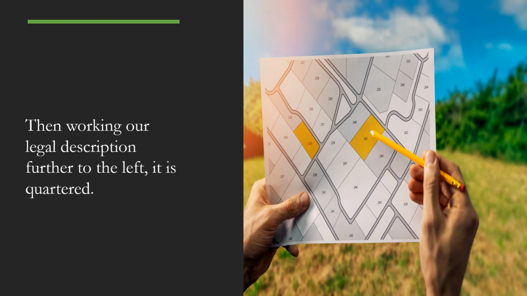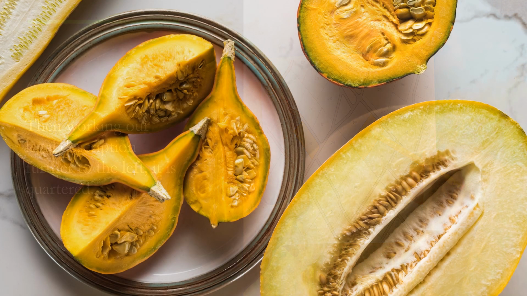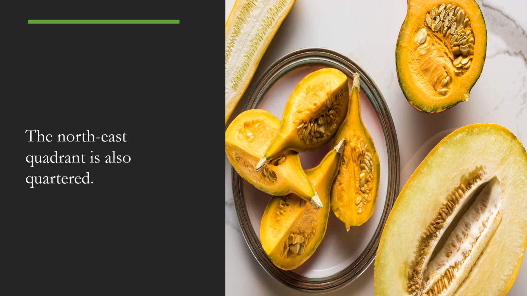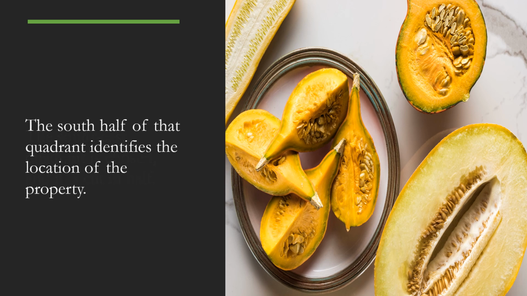Then, working our legal description further to the left, it is quartered. Of the 4 quadrants created, the northeast one is chosen. The northeast quadrant is also quartered, and then the southeast quadrant is chosen, and it is cut in half. The south half of that quadrant identifies the location of the property.